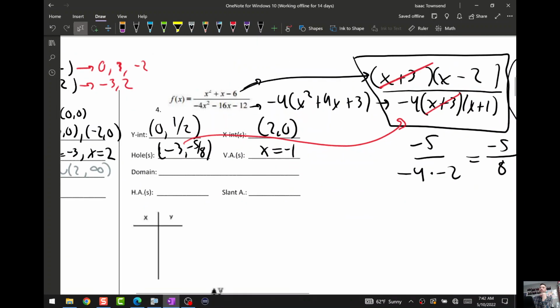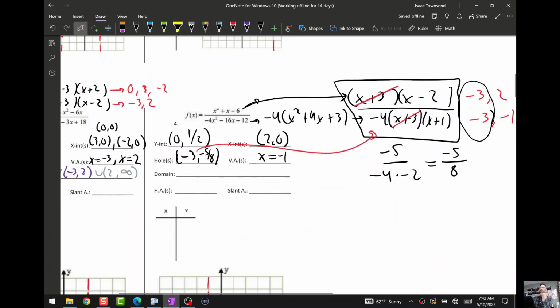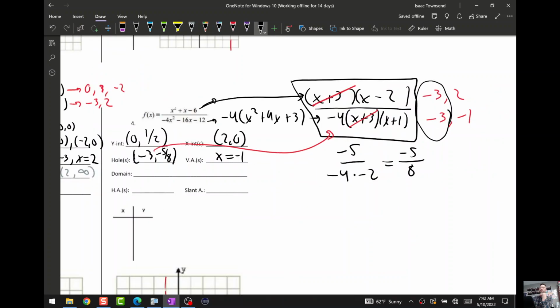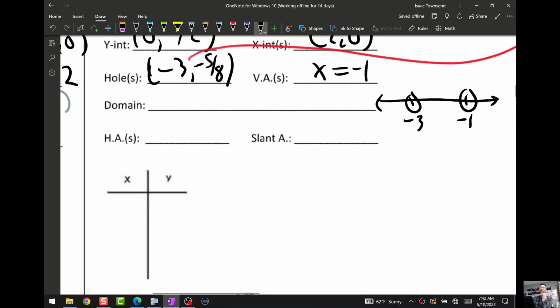So question 4, it looks like we had two numbers make the denominator 0, which was -3 and -1. So our domain would be -infinity to -3, and -3 to -1, and -1 to infinity.